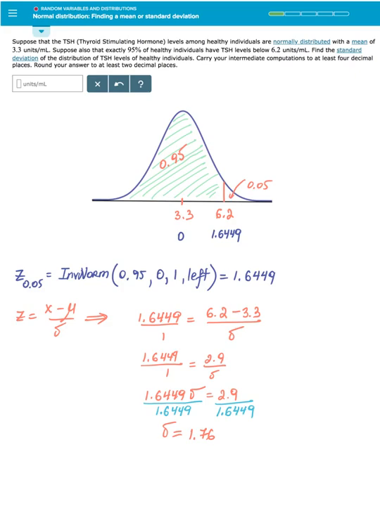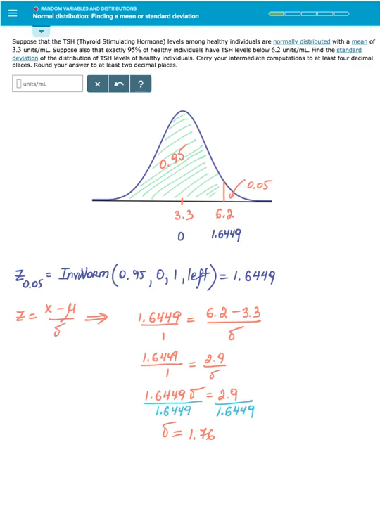Let's try one more problem of this type. Suppose that the TSH, thyroid stimulating hormone, levels among healthy individuals are normally distributed with a mean of 3.3 units per milliliter. Suppose also that exactly 95% of healthy individuals have TSH level below 6.2 units per milliliter. Find the standard deviation of the distribution of TSH levels of healthy individuals. Carry your intermediate computations to at least 4 decimal places. Round your answer to at least 2 decimal places.